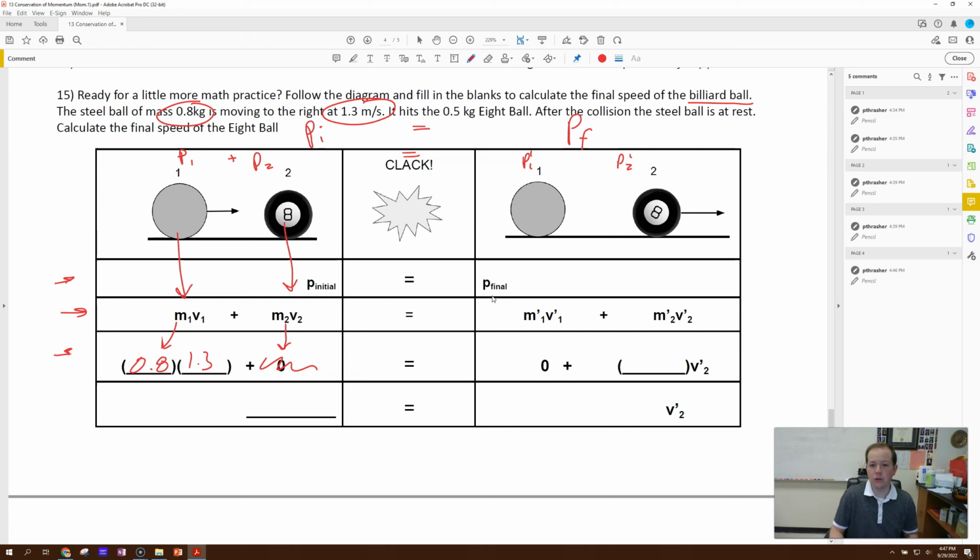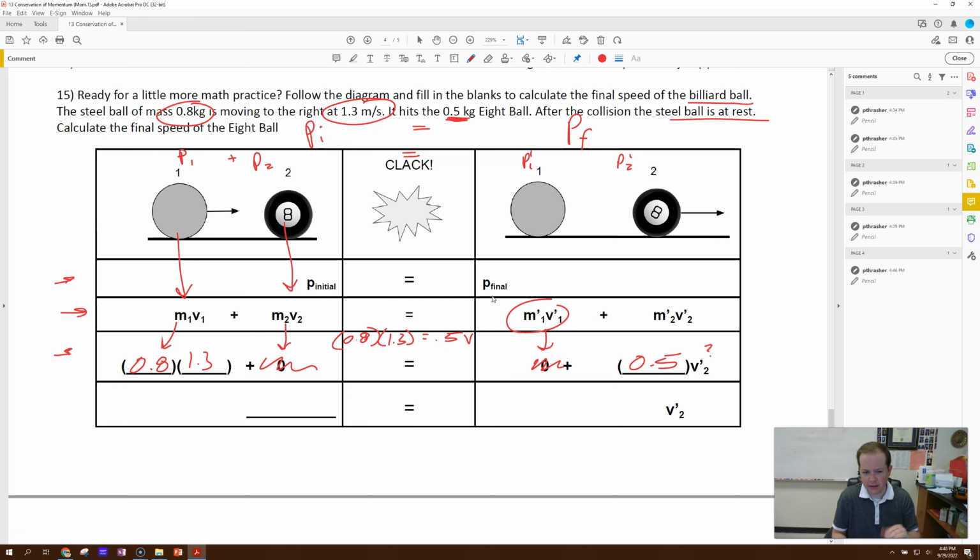is equal to, after they collide, after the clack, it says in the problem that the steel ball is at rest. So does it have any momentum? No, it's not moving. But now the billiard ball is moving. The billiard ball, with its mass of 0.5, is moving, and I'm trying to find that velocity. That's my unknown. So here's what I have. If I rewrite it, I have 0.8 multiplied by 1.3 equals, this kind of is ignored, 0.5 times the velocity.